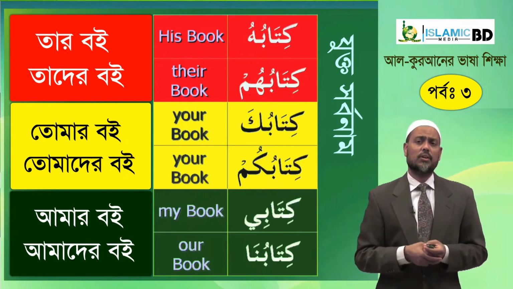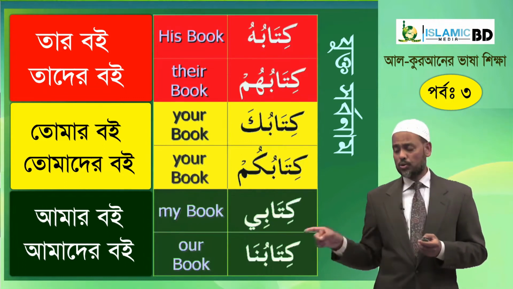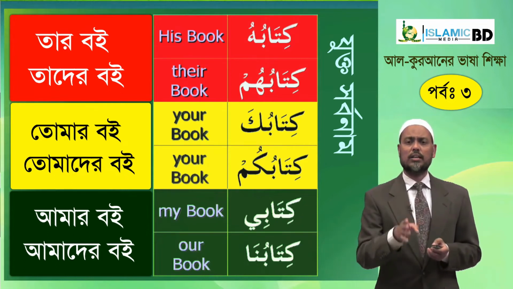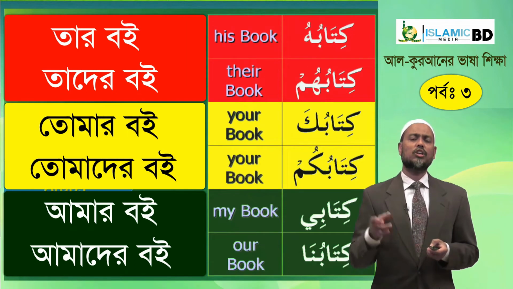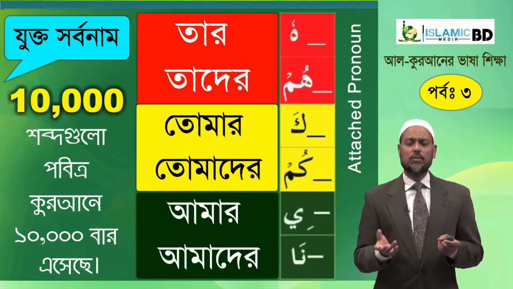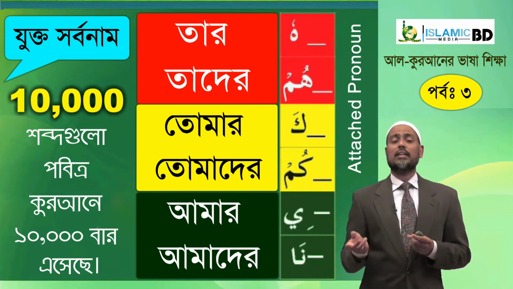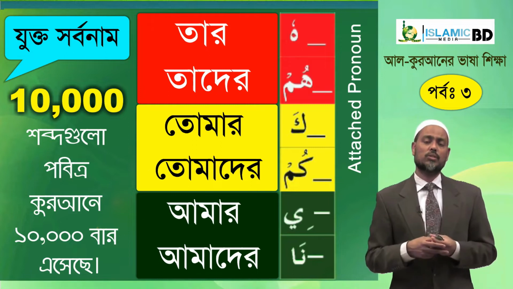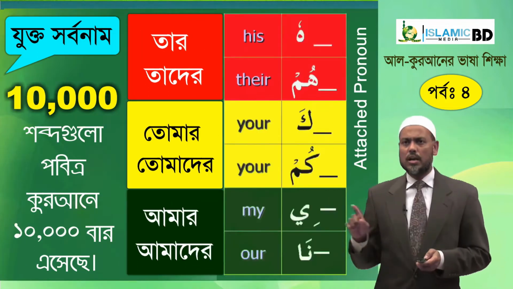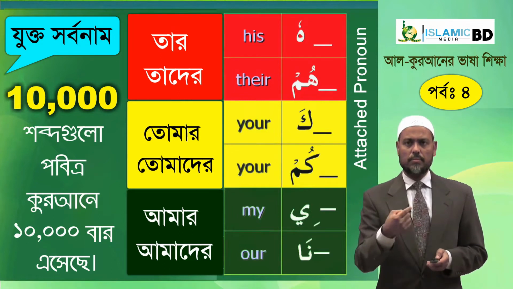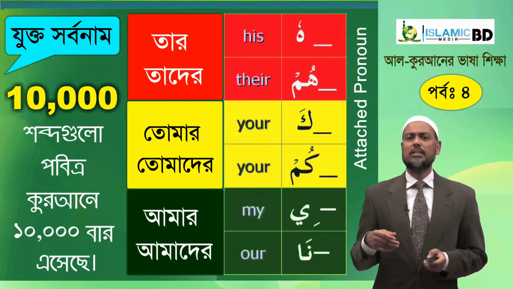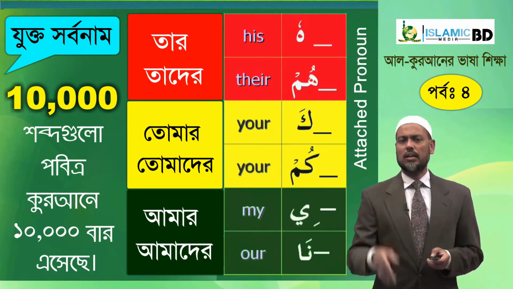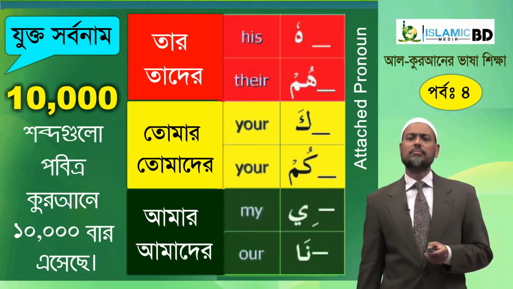We can use these forms hu, ka, kum, i, na for any other noun. For example, kitabuhu, kitabuhum, kitabuka, kitabukum, kitabi, kitabuna, or dinuhu, dinuhum, and so on. Any noun can be used, and they also come with prepositions and verbs, and we'll tell you when they come with those different types of words. His, their, your, my, and our. The other meanings are also there, like him, them, you, me, and us. Inshallah, we'll learn those meanings later on.